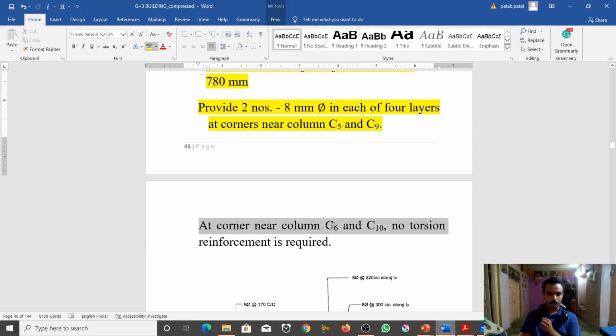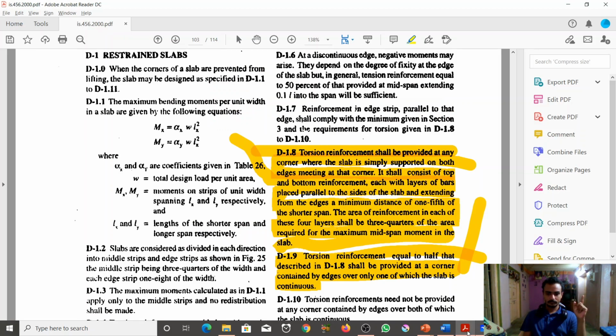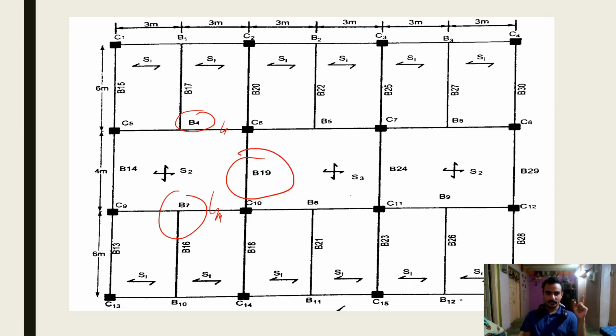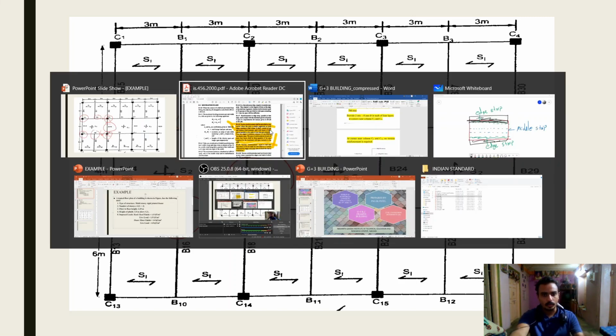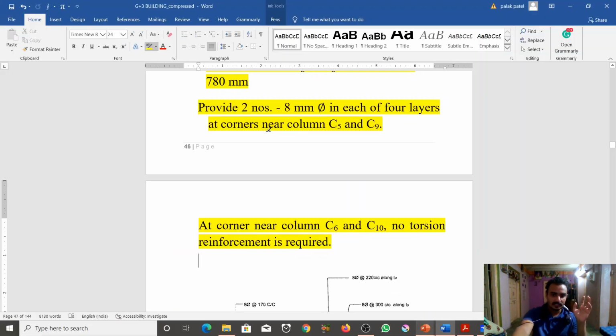And at the corners near C6 and C10, no torsion reinforcement is required. Look at it: we provide torsion reinforcement at C5 and C9, but at C6 and C10, no torsion reinforcement is required here. So we have torsion reinforcement only at two corners, C5 and C9.